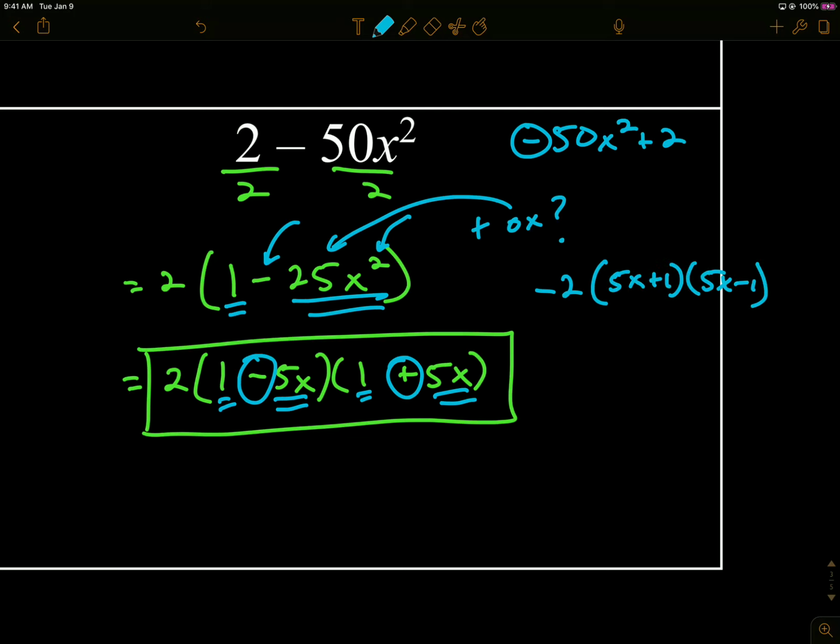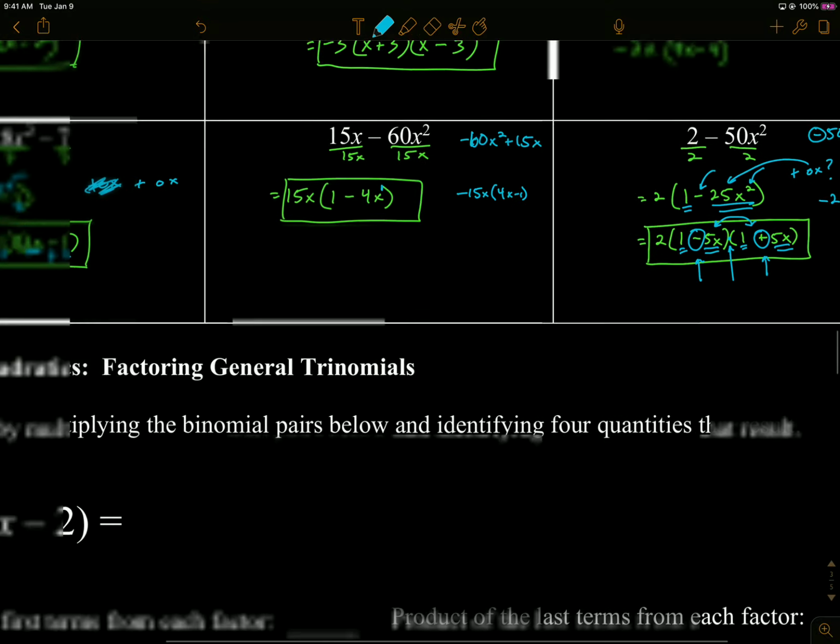Now, when you do these differences of squares, does it matter if the minus factor is first and the plus factor is second, or vice versa? It doesn't, because the operation here is multiplication. So if I switch these two factors, it makes no difference.